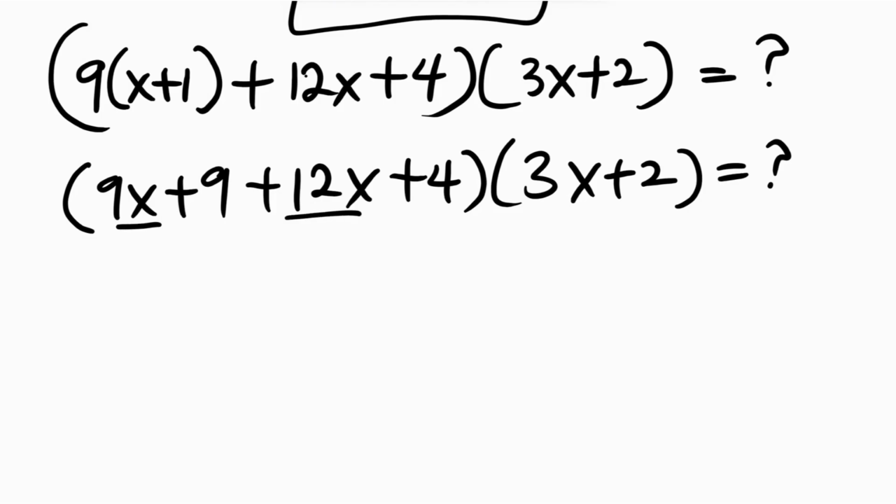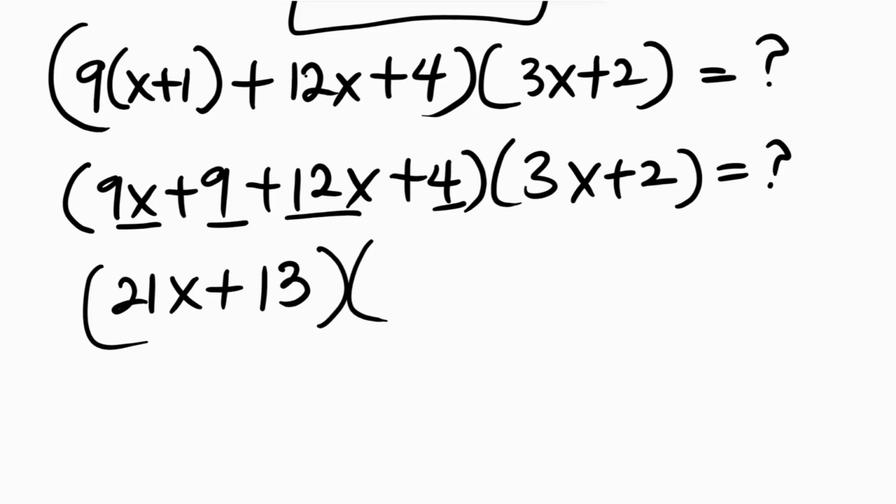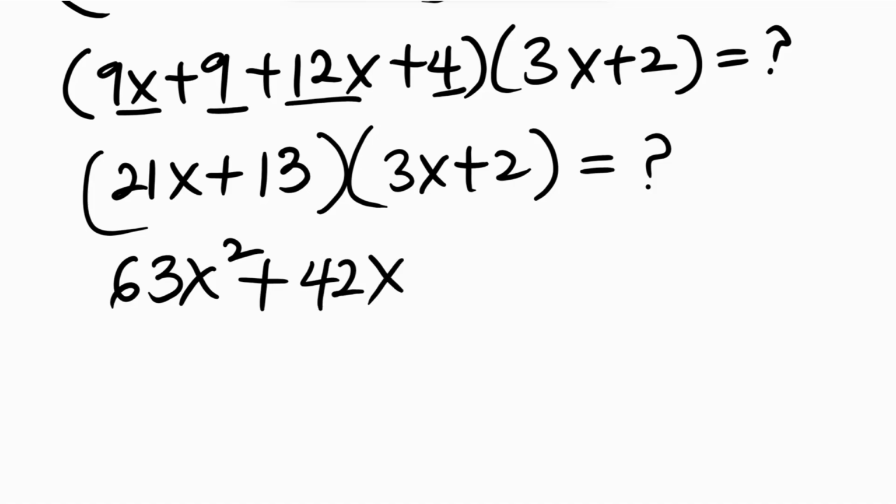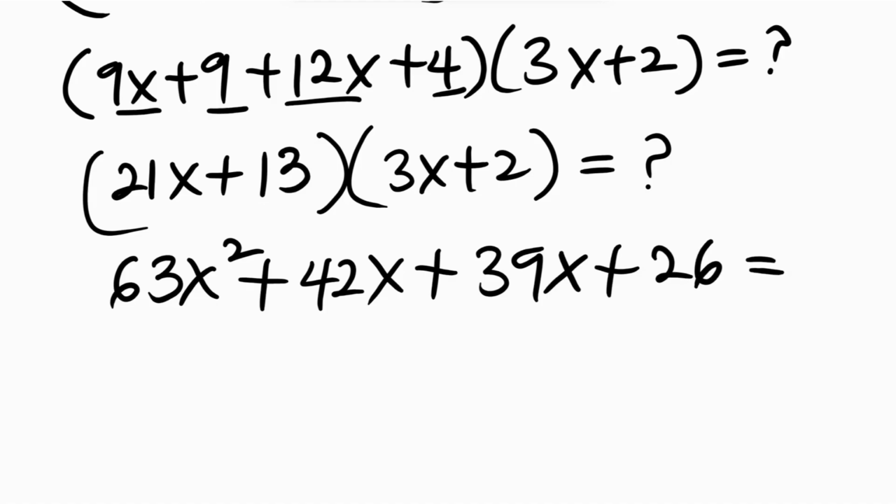9x plus 12x, that will give us 21x, plus 9 plus 4 will give us 13, and that's times (3x plus 2). Right, so if we multiply through, we have 21 times 3 will give us 63x squared, plus 21 times 2 will give us 42x, plus 13 times 3 will give us 39x, plus 13 times 2 will give us 26.